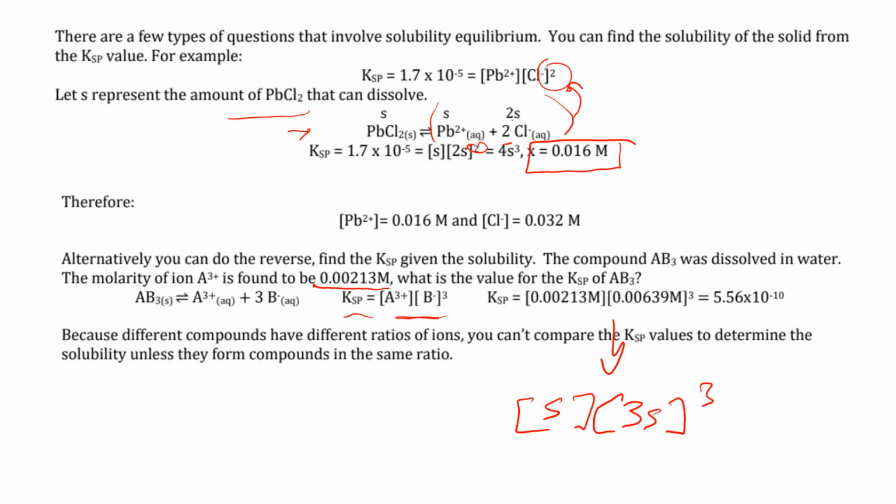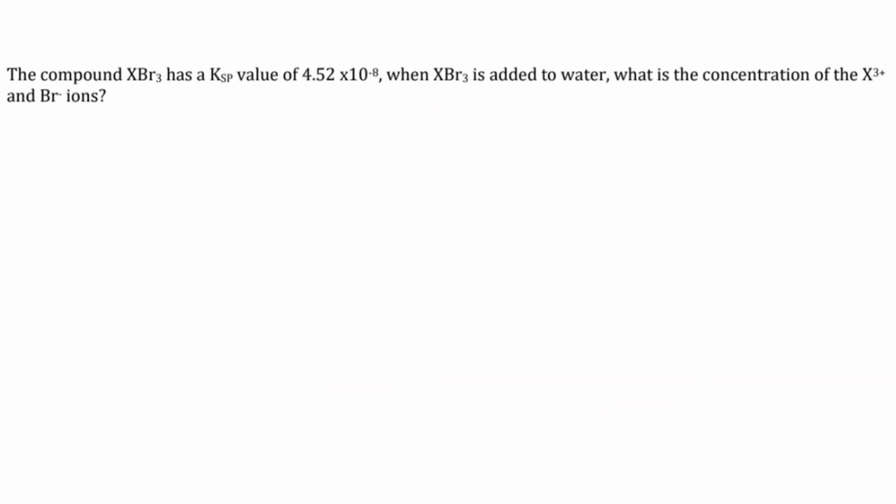Because different compounds have different ratios of ions, you can't compare unless they form compounds in the same ratio. Compound XBr3 has a KSP value of 4.52 times 10 to the negative 8, and XBr3 is added to water. What is the concentration of its ions? Remember that all of these are considered water soluble at some point, whether partially soluble or not. So XBr3 is a solid. It dissociates into X3 plus ions and 3 Br minus ions.